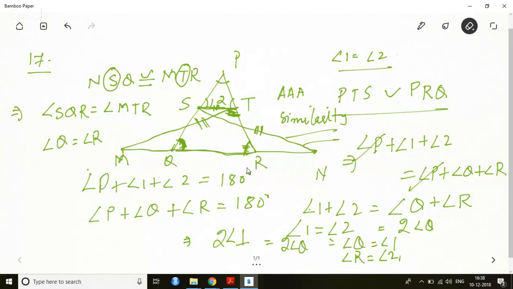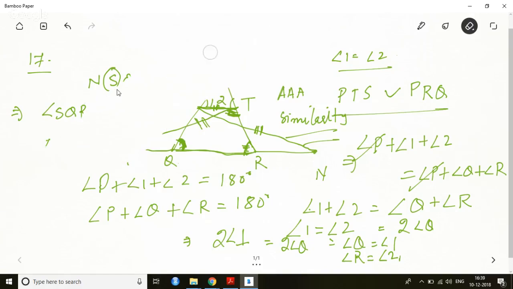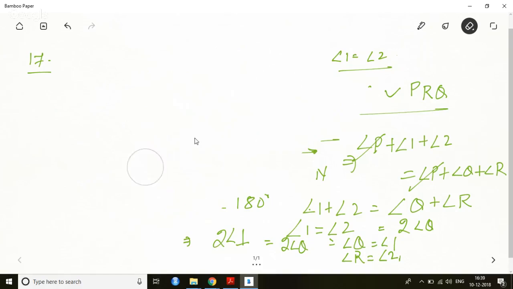Now let me go to Ojasvi, the method that you are talking about is correct. I was just trying to prove angle similarity.